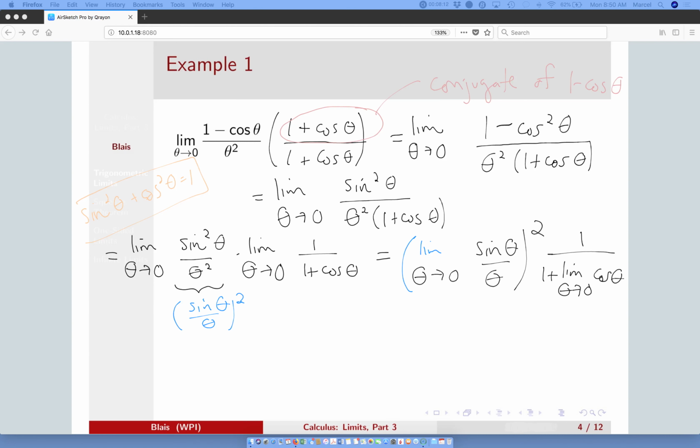We've just stated that this whole limit here would have to be 1 over 1 plus 1, because as theta goes to 0, cosine theta goes to 1. We have our theorem that says this is also equal to 1.